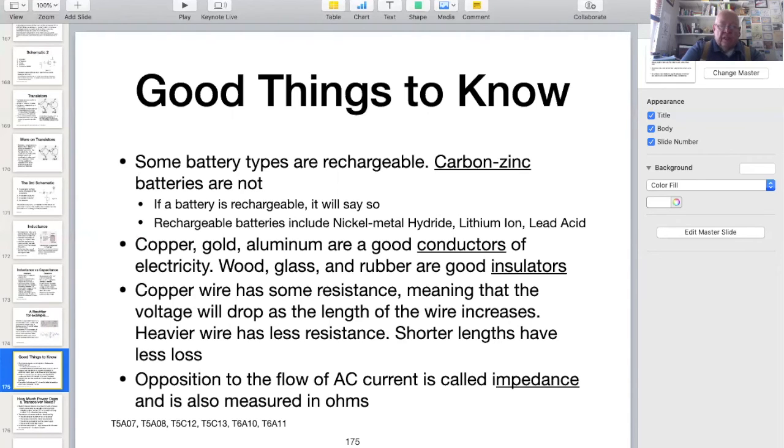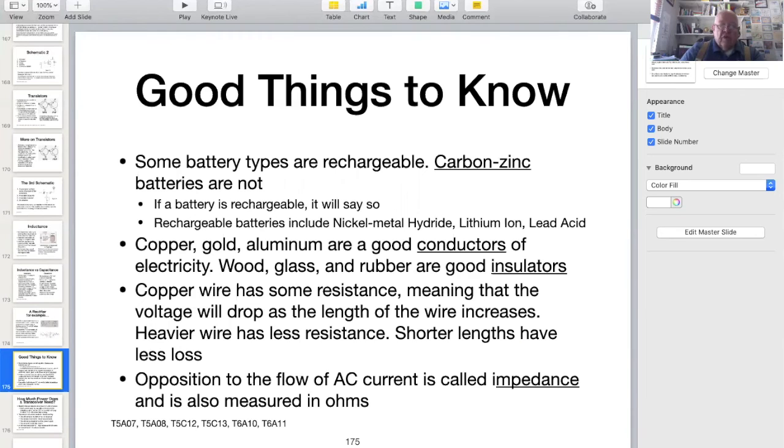All wire, even gold wire, has some resistance. Electricity travels on the outer surface of the wire. Stranded wire has more outer surfaces. Heavier gauge wire has more outer surface than lighter gauge wire. The more surface area, the less total resistance and correspondingly less loss. It stands to reason that short lengths of wire have less loss than longer lengths of wire.